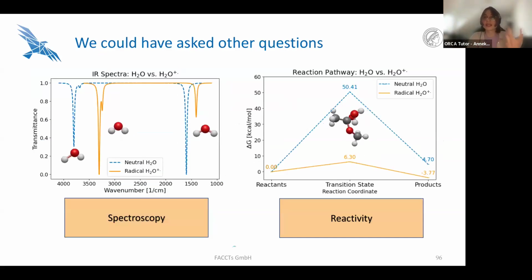So this is one of the questions that I could have asked, but there could have been a lot of other questions that you could also have answered with ORCA. For example, you could have wondered how radicalizing your water molecule would have had influence on the normal modes. So how would the IR spectrum change? Or how would the reactivity with a certain other molecule change, comparing the neutral water molecule with the radicalized one? So those are questions that you could have asked and also then investigated with ORCA.